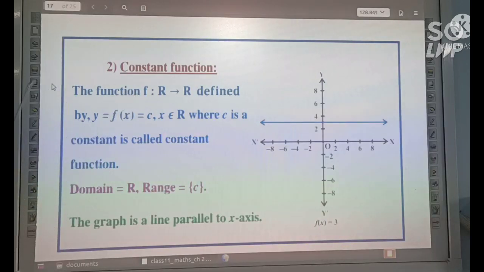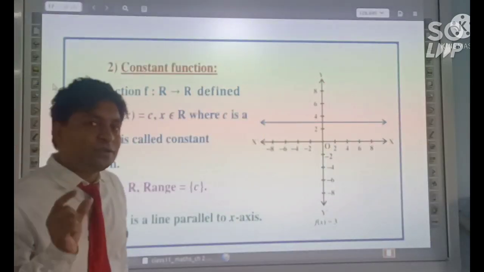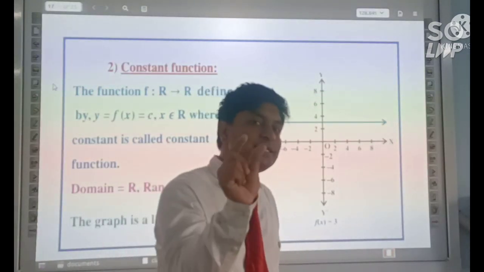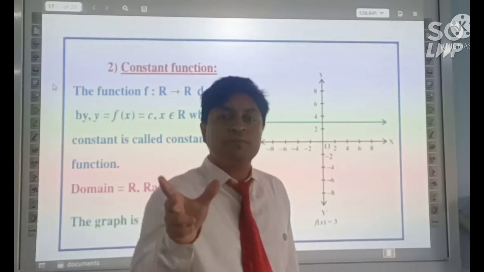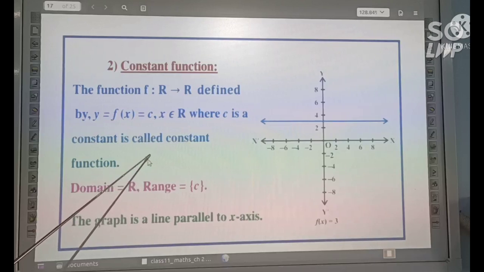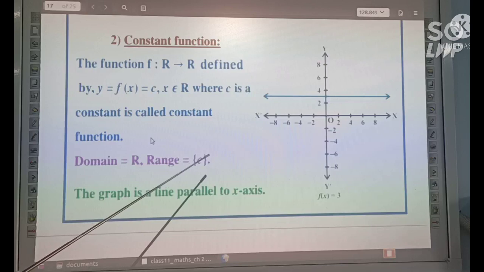The function f: R to R, where R to R means real number to real number, is defined by y equal to f of x, where f of x equal to c. C means constant. We know that the equation of a line is ax plus by plus c, where c is a constant and b is also a constant. Where c is a constant, it is called a constant function. Domain equal to R and range equal to c.